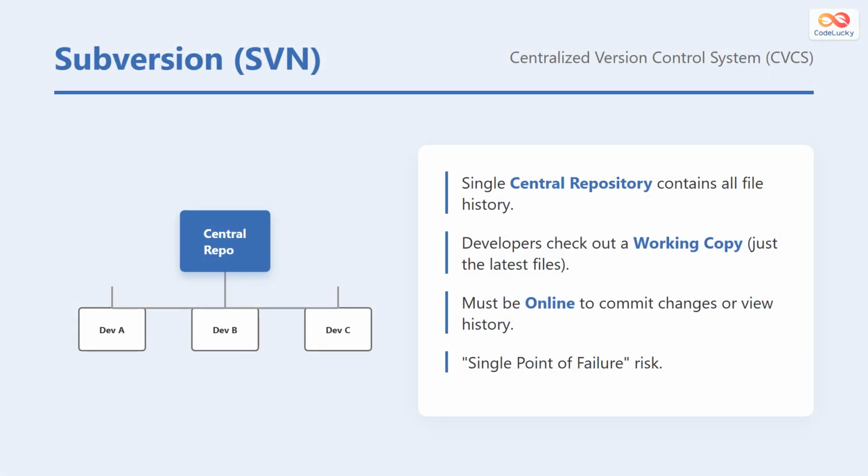Let's start with SVN or Subversion. SVN is a centralized version control system. As you can see here, there is a single server that contains the master copy of all files. Developers, represented as clients A, B, and C, check out a working copy of the files to their local machine. When they are done working, they commit their changes directly back to that central server. This model is simple to understand, but it has a major dependency. You need that central server to be online and accessible to do almost anything.